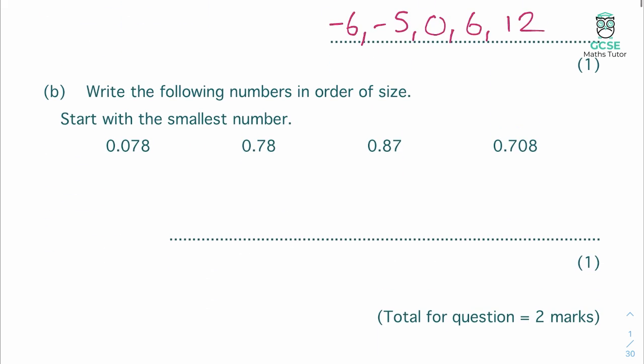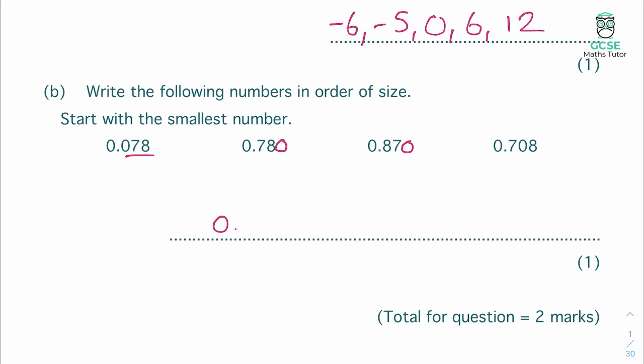We now have to order some decimals. So again, starting with the smallest, write these in order of size. So I like to balance out all the decimals, so I'm going to add a 0 onto that 0.78 and the 0.87. Now I'm just going to read the number after the decimal. So we have 78 here, that's our smallest.